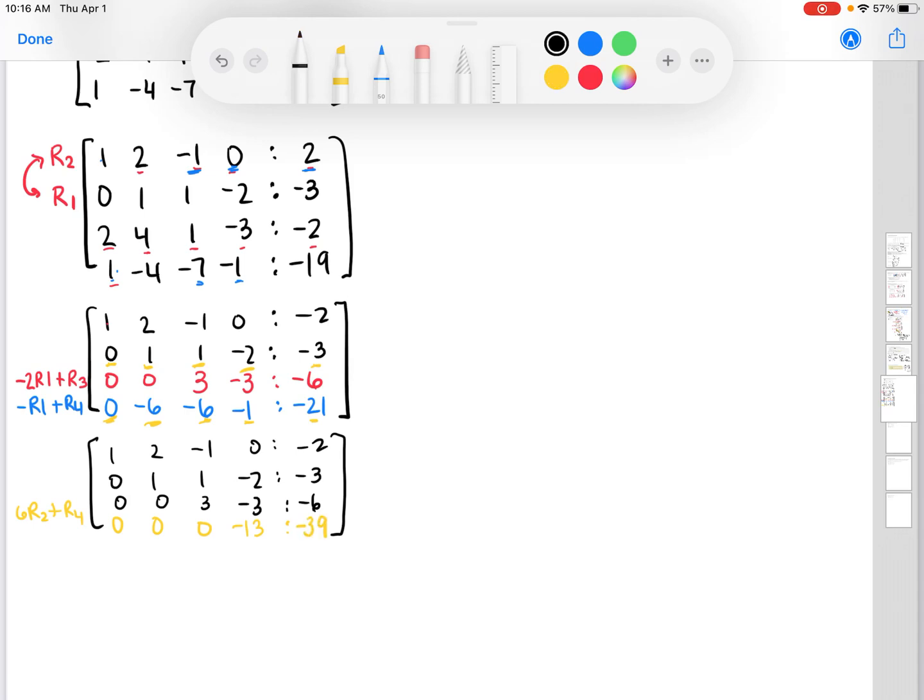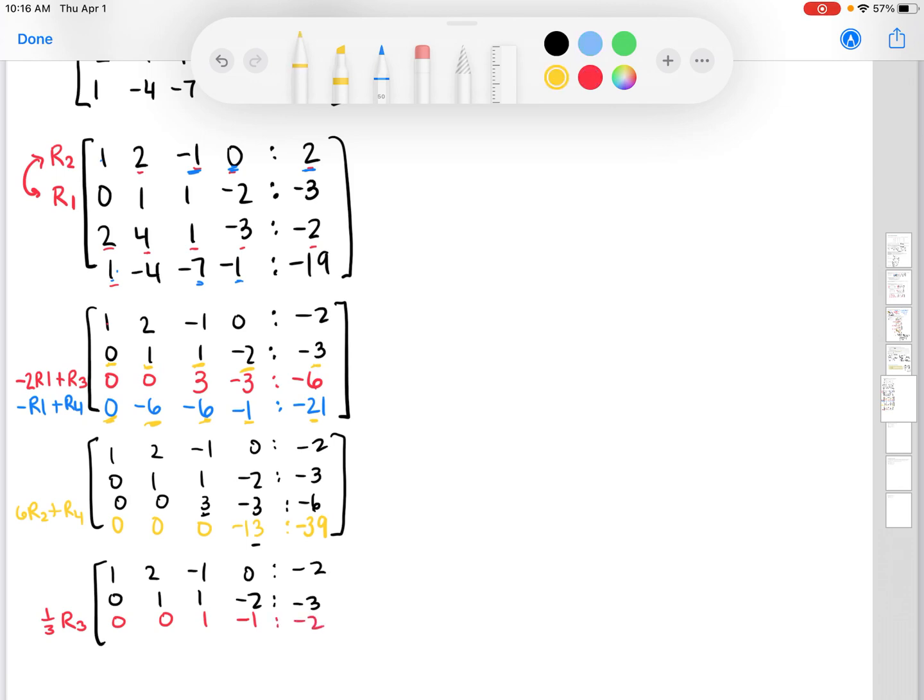Now what we want to do is get rid of this 3. And if we can, let's get rid of this 13. And I actually see something I can divide out by. So let's try that. 1, 2, -1, 0. 0, 1, 1, -2, -3. And then let's do this. We can multiply by a third. That'll give me 0, 0, 1, -1, and -2.